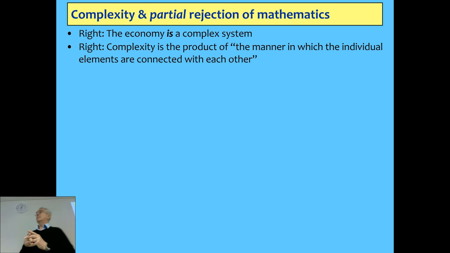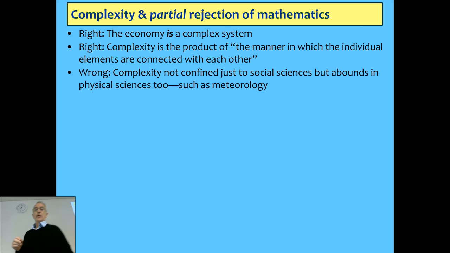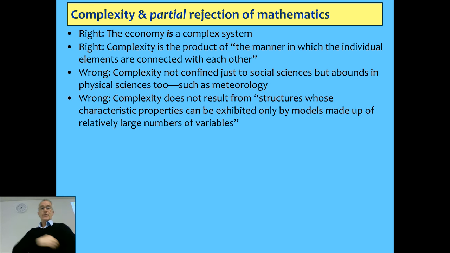But complexity comes out of how things are connected together, how one thing interacts with something else. It abounds. It isn't just in the social sciences you find complexity. You also find it in the physical sciences. Complexity is the rule in many ways these days in how physical sciences analyze the world they're looking at. But he's wrong to say complexity means there's lots and lots of moving parts.